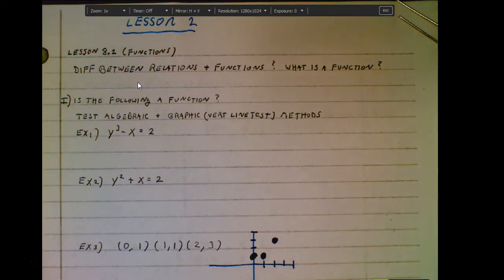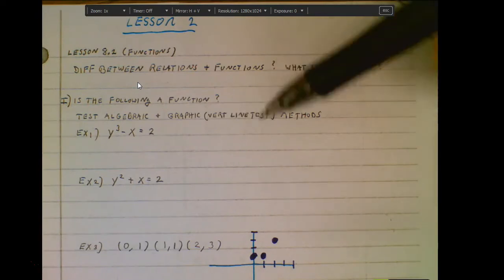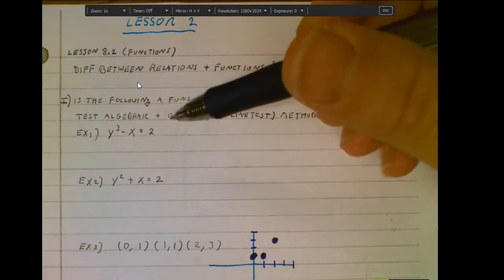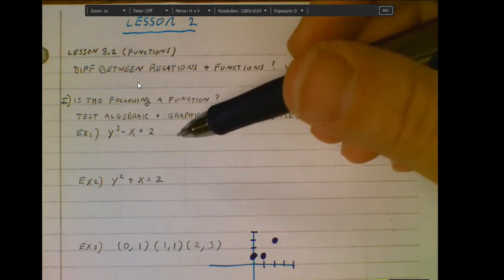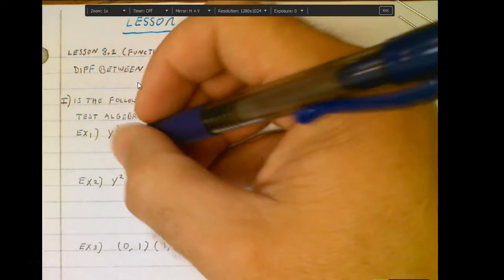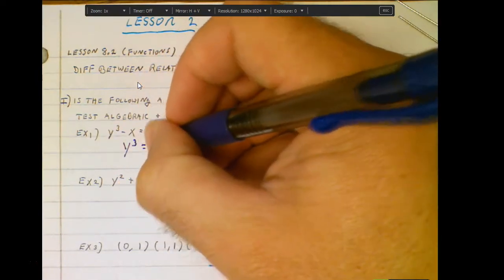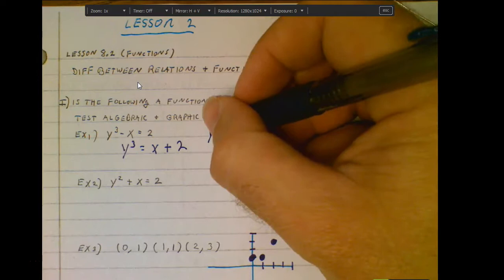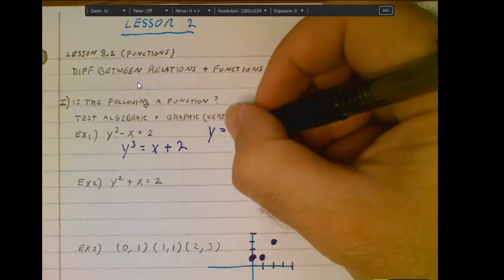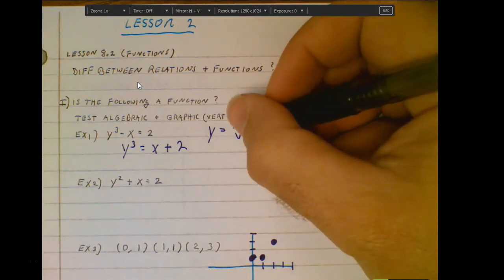So we're going to show you a couple different ways that you can determine whether or not something is a function. Starting with our first example, if we were to test this algebraically, that would mean that I simply need to get y by itself. If I were to get y by itself, we would start by adding the x over to the other side. Then I would cube root both sides in order to get y by itself. So I'm looking at the cube root of x plus 2.